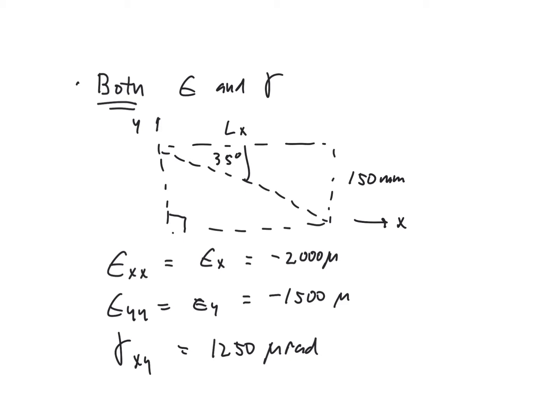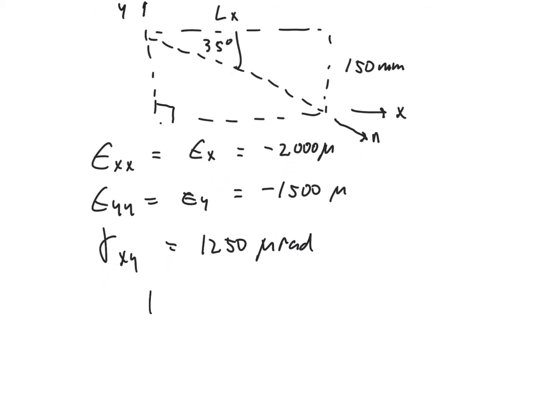We are asked then to find the normal strain in this direction that we'll call n. So we are asked to find it would be either epsilon nn or epsilon n. In other words, the change in length of the diagonal over its original length. Let's kind of sketch that out. That means delta L of the diagonal divided by the original length of the diagonal. So that's what we're asked to find in this particular case.